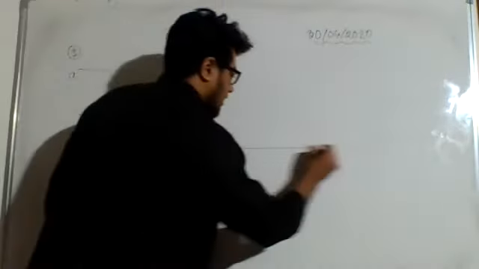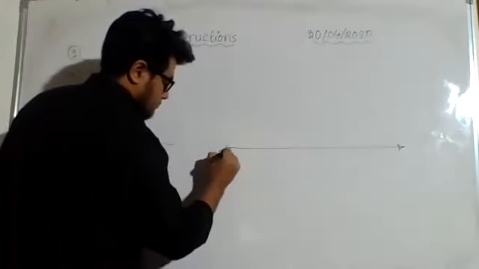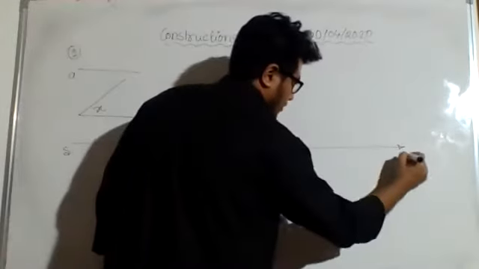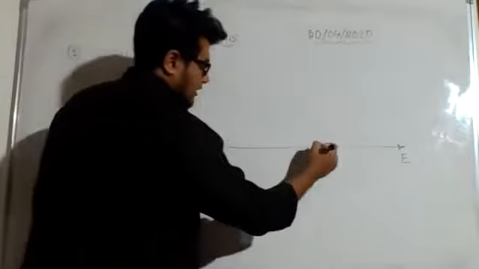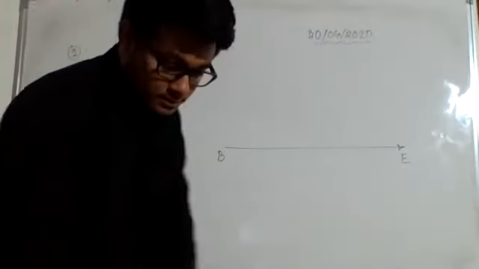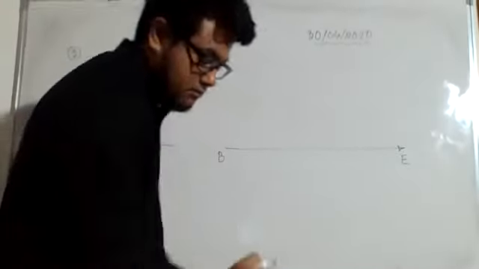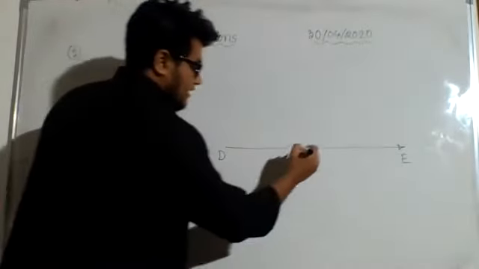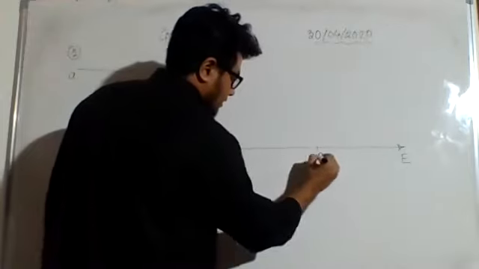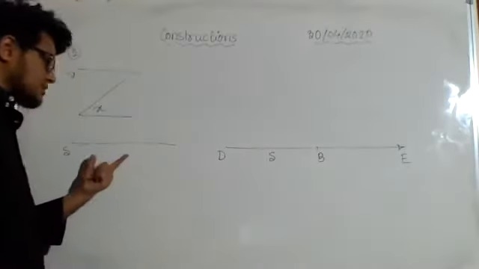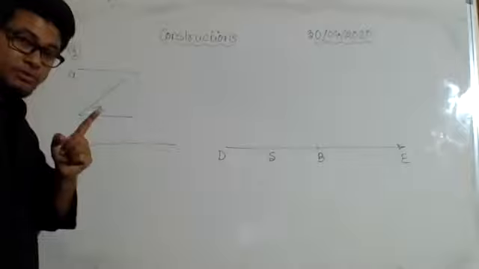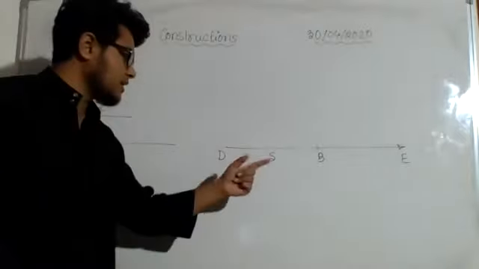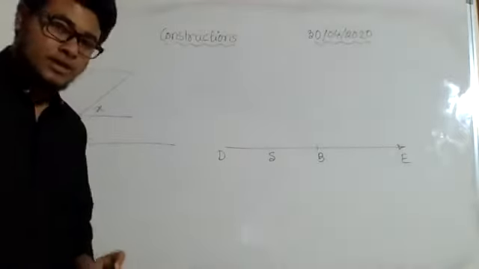At first, from any ray BE, we cut, okay, they wrote B. From any ray DE we cut DB equal to S. That means the summation of the sides, not the base. Remember this one. From any ray DE we cut DB, which is equal to S.